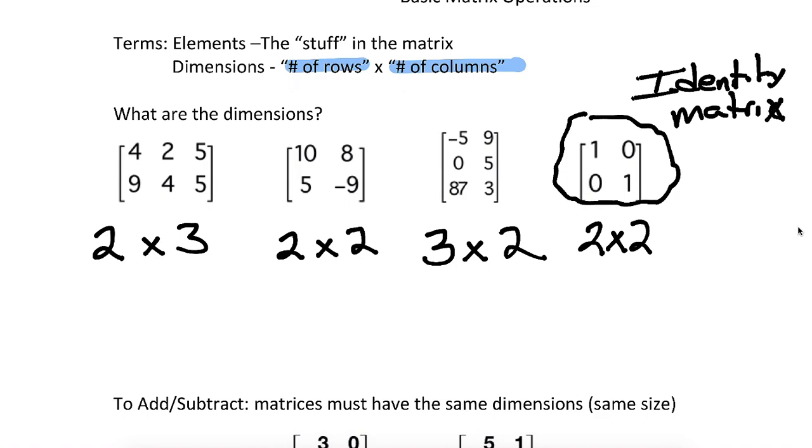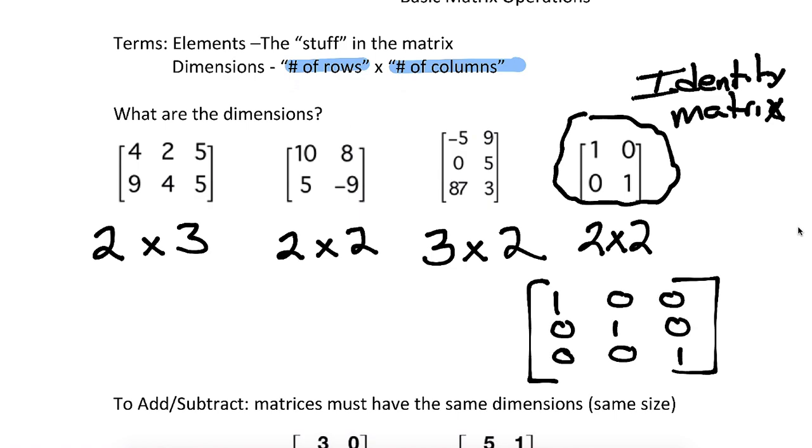It's special in that everything except for that diagonal is 0 and the diagonals are 1s. So that's something we're going to come back to a little bit later, but that's the identity matrix. You could write a 3 by 3 identity matrix, and it would be 1, 0, 0, 0, 1, 0, 0, 0, 1. This is a 3 by 3 identity matrix. So that's another identity matrix, just so you know. We'll come back to that in a couple of days.